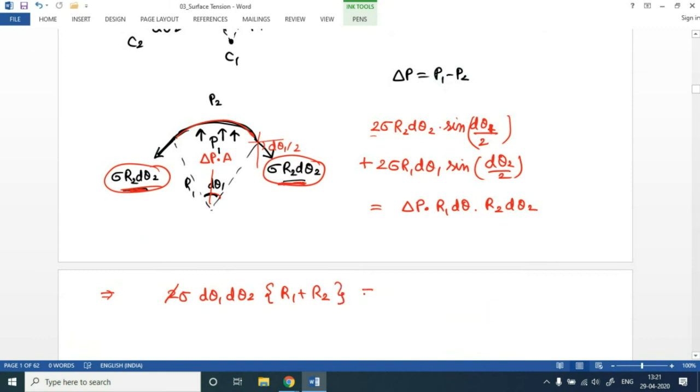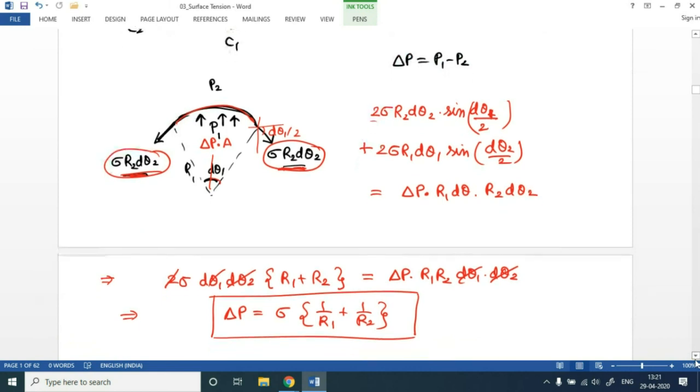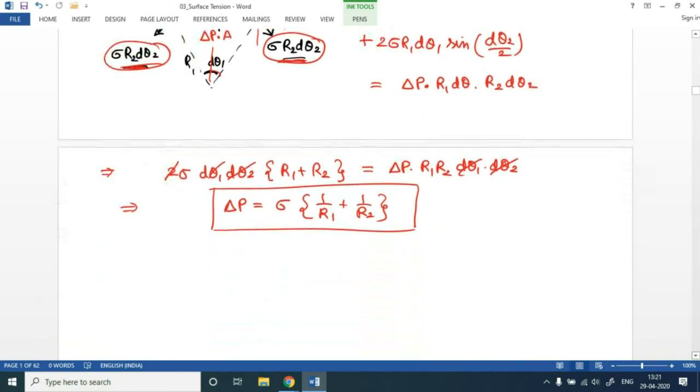And the right hand side here would be nothing but delta p into r1 r2 into d theta 1 into d theta 2. So this term here will get cancelled. So what basically we have got is delta p is equal to sigma into 1 by r1 plus 1 by r2. And this relationship we have just got by considering the force balance of this thing. Okay, so where r1 is one of the radii of curvature and r2 is the other radius of curvature of the curved surface.